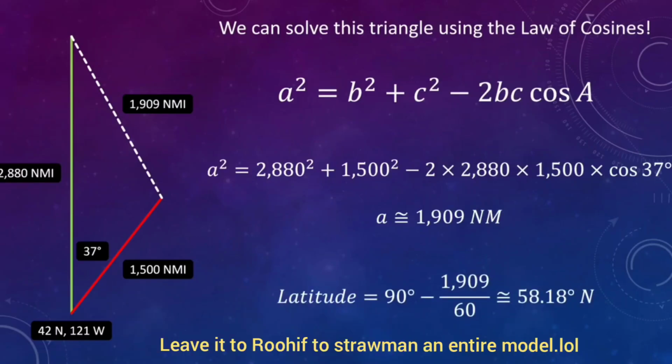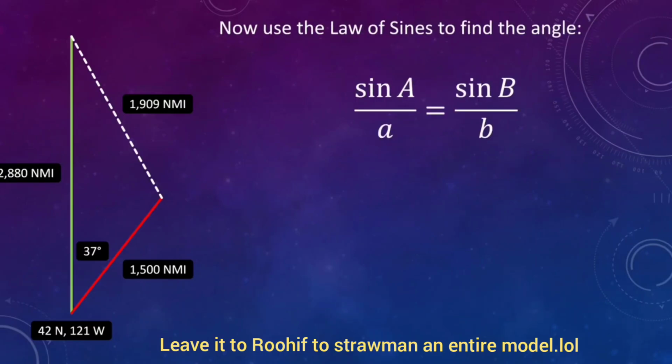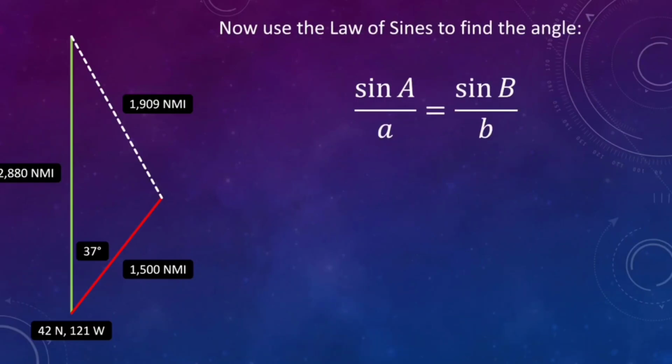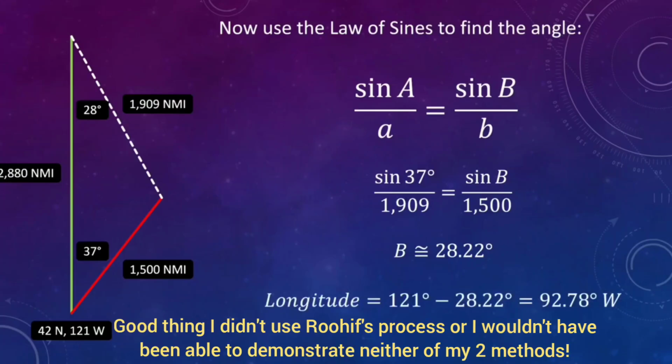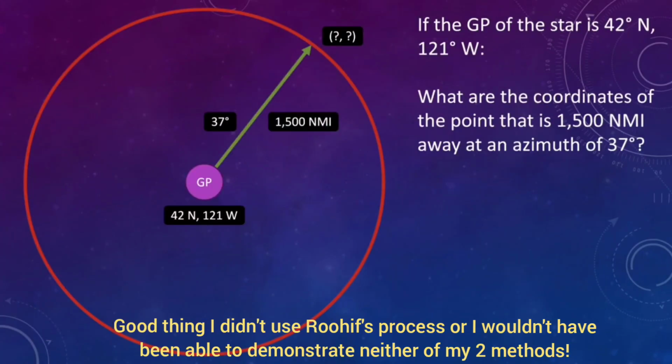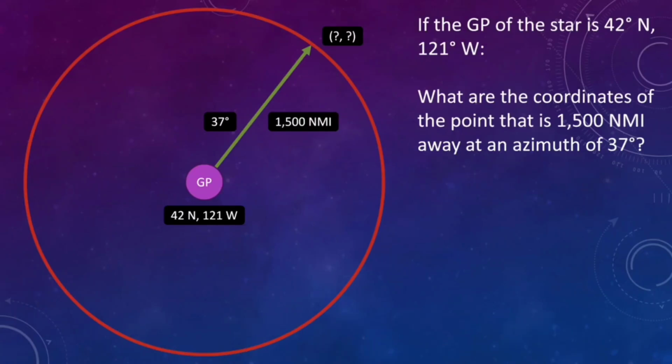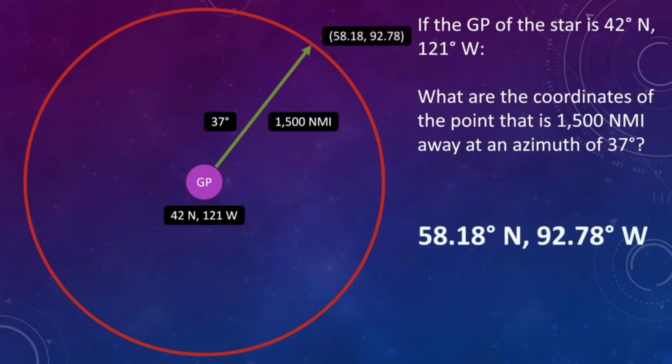But what about its longitude? Right, so now we use the law of sines to work out that angle between the green line and the third side. And that works out to be 28.22 degrees, which is the change in longitude from the GP. So subtract that from the longitude of the GP, and we get 92.78 degrees for the longitude of our mystery point on the circle of equal altitude. So just to recap, we've got the GP of the star, and we want to know the coordinates of all the points that are 1,500 nautical miles away. But for this example, we've just chosen an azimuth at random, 37 degrees, and the coordinates of that point work out to be 58.18 degrees north, 92.78 degrees west.